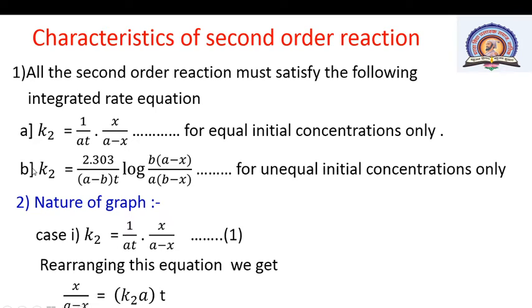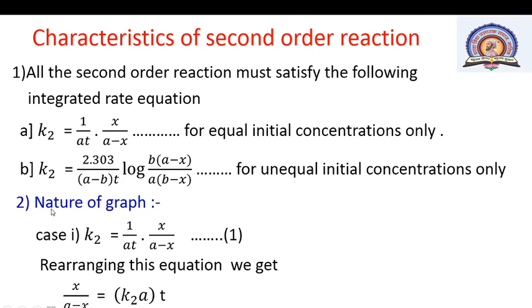Then second equation, k2 is equal to 2.303 divided by (a minus b) into t log [b(a minus x) divided by a(b minus x)] for unequal initial concentrations. Means the second order reactions obey or satisfy both these integrated rate equations.